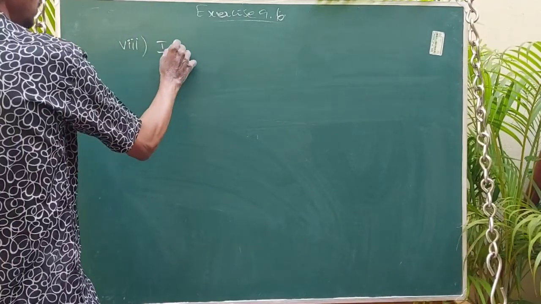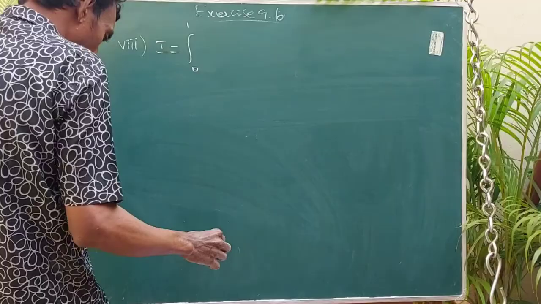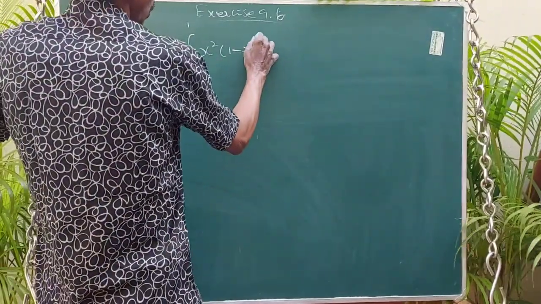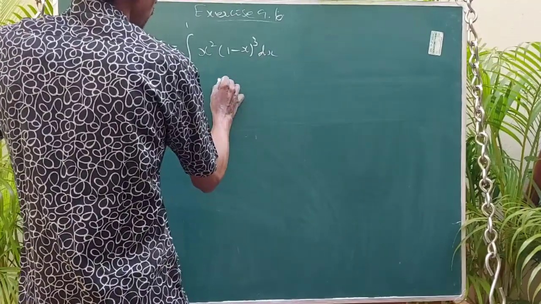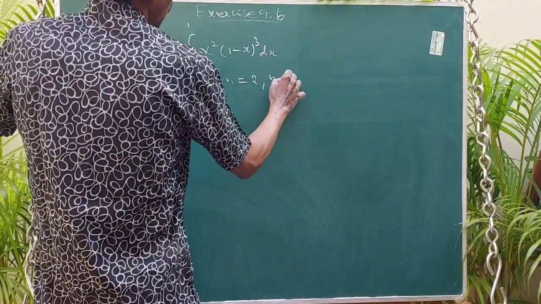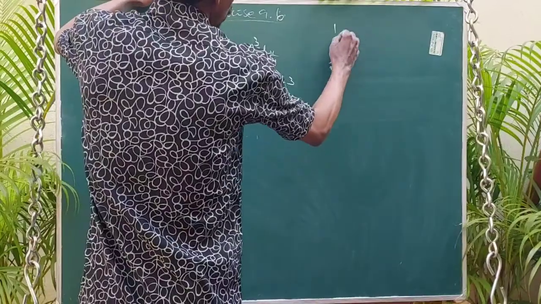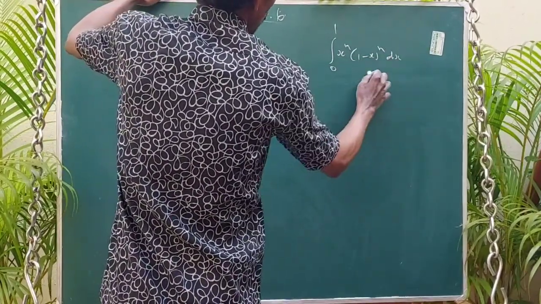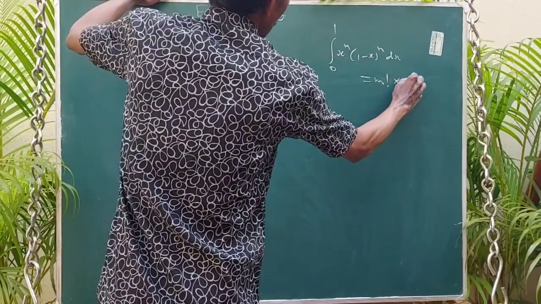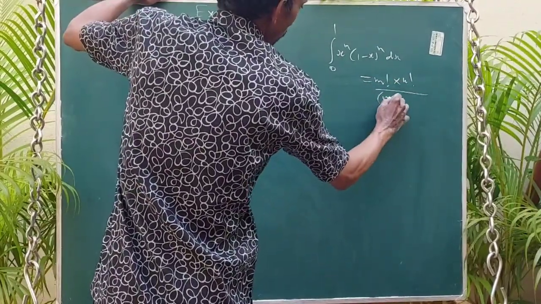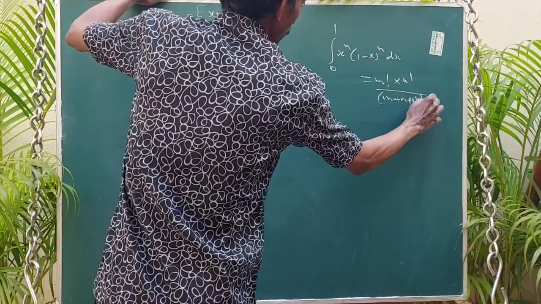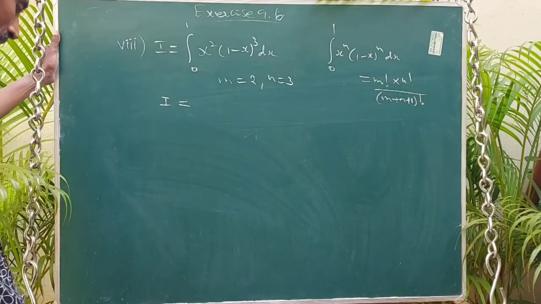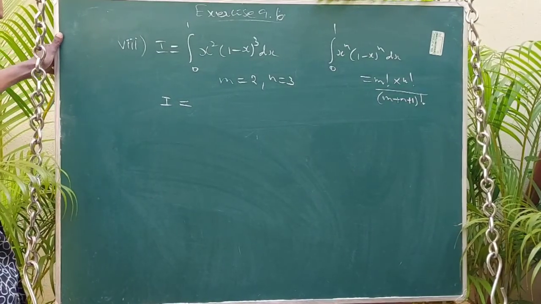I equal to integral 0 to 1, what is the question? X square into 1 minus x the whole cube dx. Okay, here m equal to 2, n equal to 3, integral 0 to 1 x power m 1 minus x whole power n dx equal to m factorial into n factorial by m plus n plus 1 factorial. So use the formula directly here. Okay, I think the formula is present on page number 120 in your book.